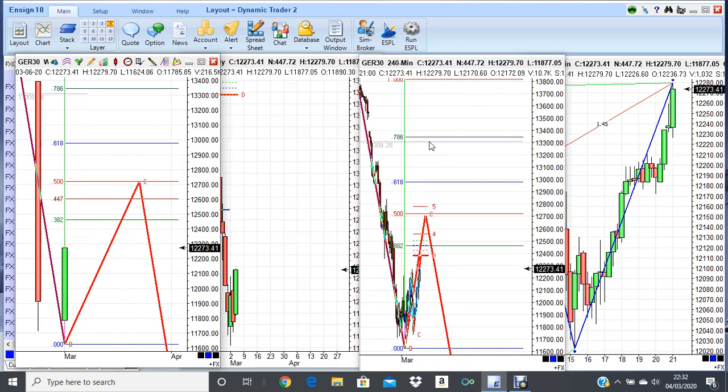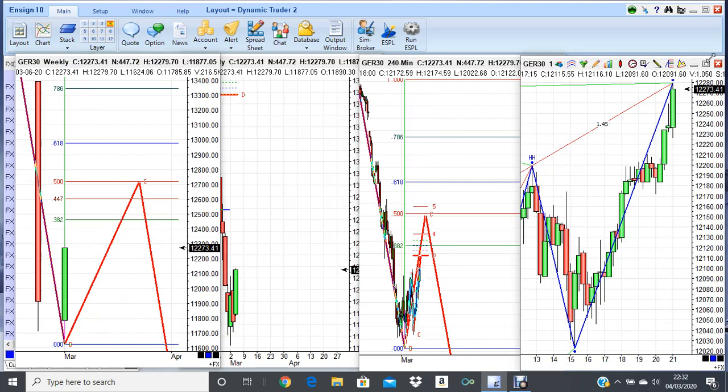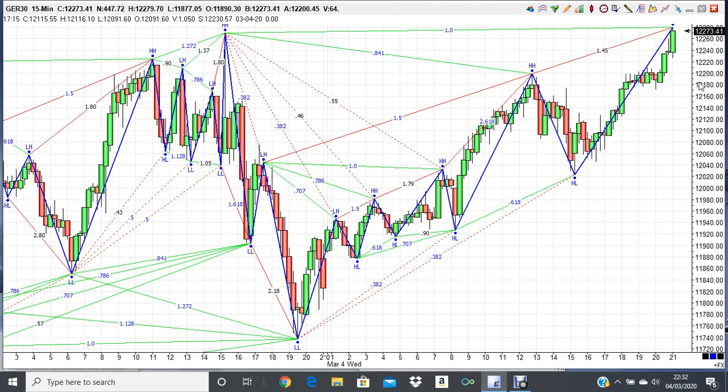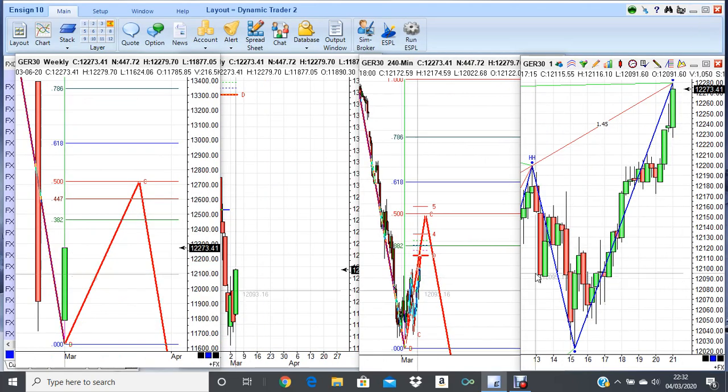But as it stands, I think this is just a BC swing of a bigger correction. But nobody knows what's going to happen next, folks. I just trade patterns and ratios and look at history. That's all I do. So I hope this helps you.